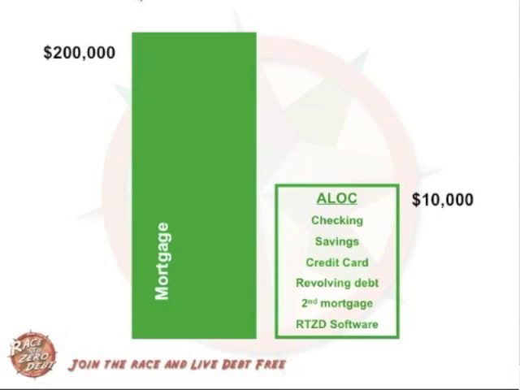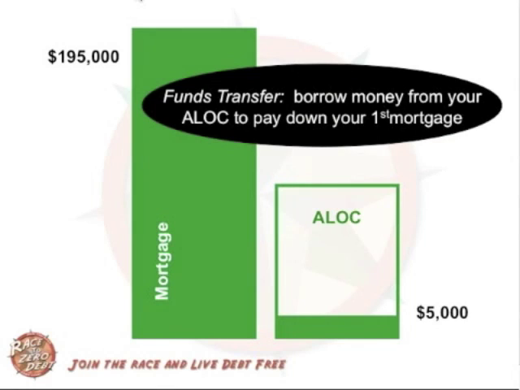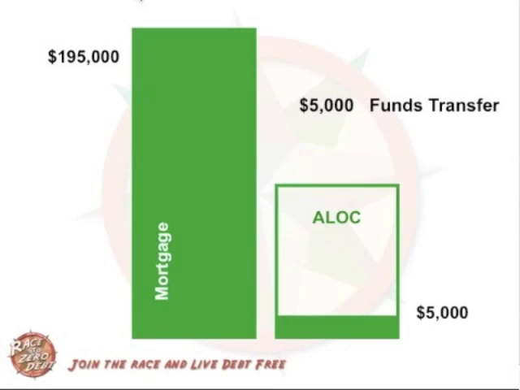Okay? Building block number one is what we call a funds transfer. In this example, the program is going to prompt us to borrow $5,000 from our ALOC and pay it to our first mortgage. But does that make any sense? Let's say that our line of credit charges 10% and our primary mortgage has an interest rate of 5%. You're probably asking yourself, why on earth would I borrow money at 10% to pay down a debt at 5%? And I know it makes no sense until you understand the paradigm shift, okay?